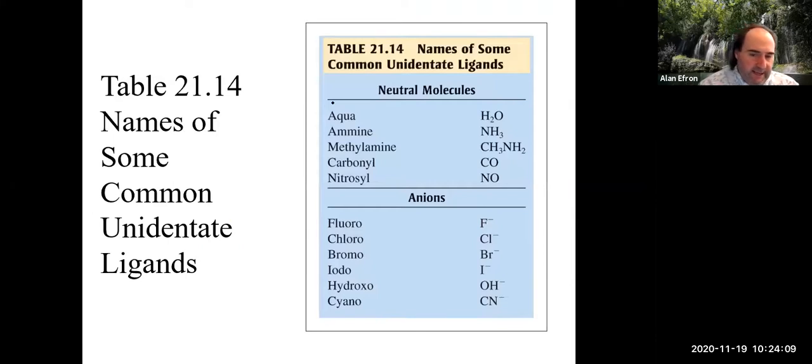So let's take a look at some of our ligand names and some of our metal names. Here you can see these are some special names for certain ligands. Aqua, again, some people even go with aquo as well. Ammine for NH3, carbonyl for CO, nitrosyl for NO. And then our halogens are named just like they are in organic chemistry: fluoro, chloro, bromo, iodo. We just saw hydroxo. Cyano for cyanide is the name of it.